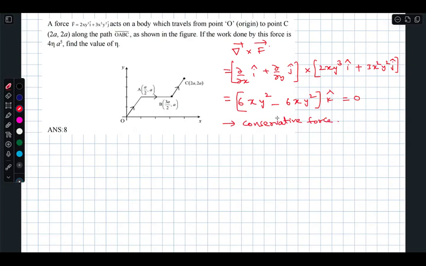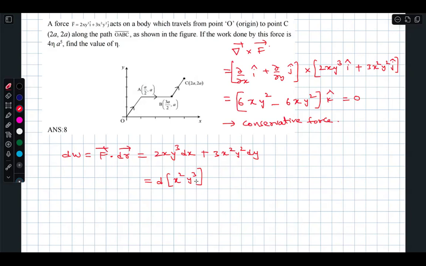This is a conservative force. So it depends only on the initial and final positions. So dW is F bar dot dr bar, which is 2x y cube dx plus 3x square y square dy. You can also see this another way. This is nothing but d of x square y cube. Are we clear or not?